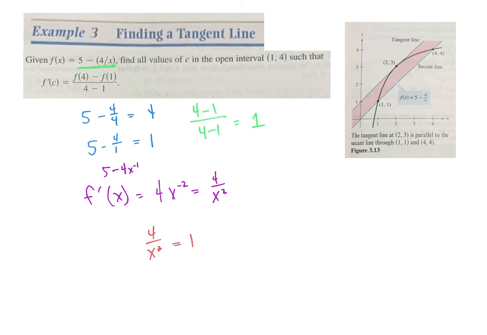And you can multiply it over. So 4 equals x squared. X is going to equal either positive 2 or negative 2. Now, keep in mind, we want it on the interval of [1, 4]. So the only one that actually meets this criteria is where c equals 2, or where x equals 2.